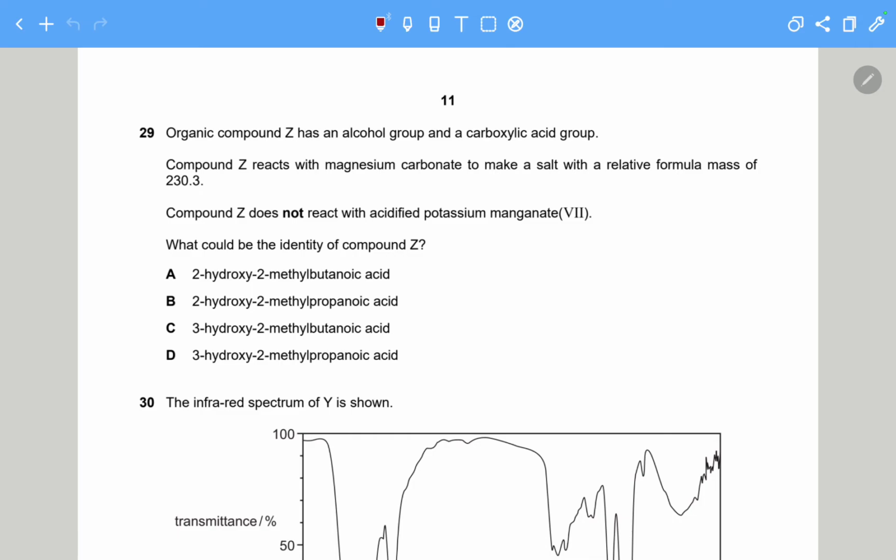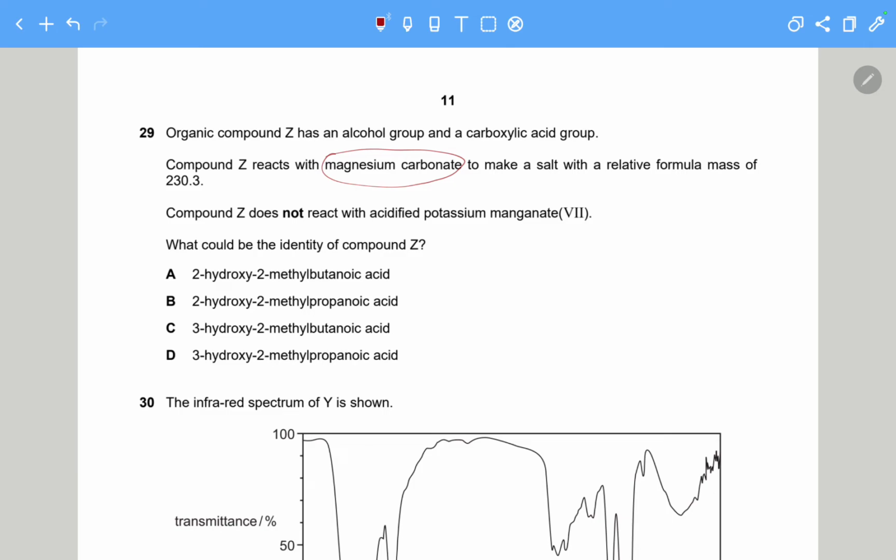And compound Z does not react with acidified potassium manganate. Okay, so it says that compound Z has an alcohol group and a carboxylic acid group. It reacts with magnesium carbonate to make a salt with the relative formula mass of 250.3. Now only the acid group will react with magnesium carbonate. The alcohol will not react with magnesium carbonate.